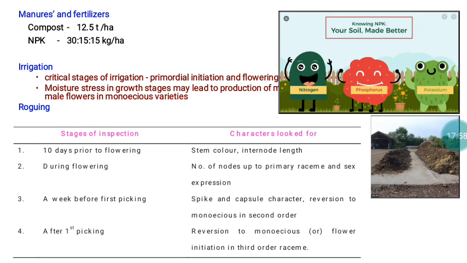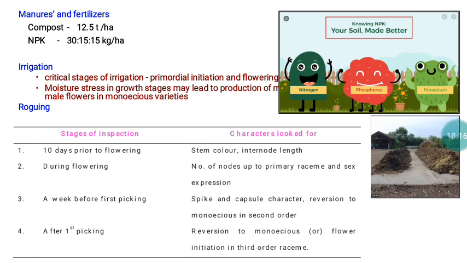Manures and fertilizers are like those of other agricultural crops. Here also we have to apply 12.5 tons per hectare farmyard manure and 15 kg of NPK per hectare. Irrigation is also very critical. During primordial initiation, flowering and pod development, we have to ensure water availability.